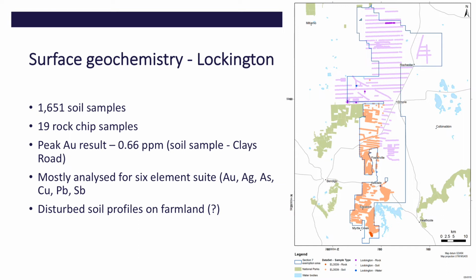And so on this map, you can see a traverse right up in the north that's in dark purple. And that's actually road gravel rock chip samples. And they did this to test whether the road reserve soil samples had been contaminated by these road gravels. However, there was no correlation between the two data sets. And so the more likely cause of this is that the farm paddocks have had their soil profiles destroyed by cultivation and grading. So it's definitely something to keep in mind if planning any future sampling programs in the area.